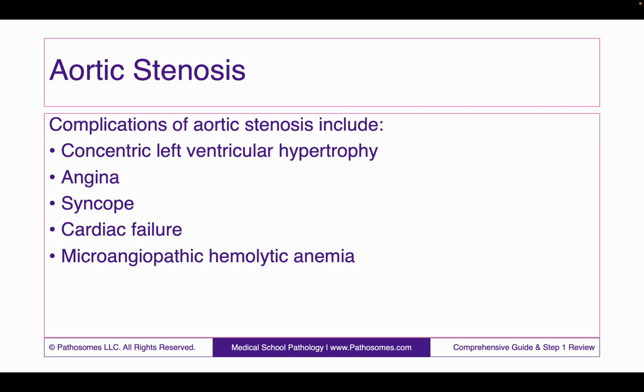Now, complications of aortic stenosis include concentric left ventricular hypertrophy, right? Angina, syncope, potentially cardiac failure, and even microangiopathic hemolytic anemia. And you already know that, right? Because we went over this in another lecture, how that microangiopathic hemolytic anemia occurs. As a quick review, you have shearing of red blood cells that go through those valves. And when those red blood cells are lysed, guess what? Diminished red blood cell counts. Hemolytic anemia.